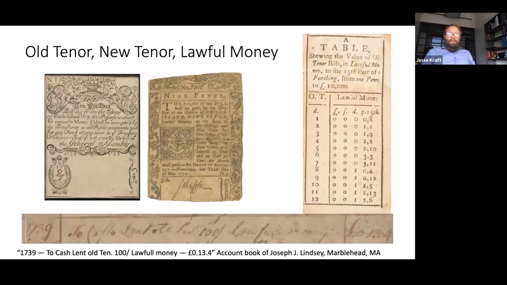Throughout the 18th century, because of this inflation, the different colonies, especially in New England, instituted various monetary reforms. And they were called old tenor, new tenor, and then eventually lawful money. Some colonies also had a middle tenor because they had a fourth monetary reform. The table on the right shows what some old tenor to lawful money conversion rates were. And on the bottom here, you can see that some people continued to use different types of these tenors at the same time. It says, to cash lent old tenor, 100 shillings, lawful money, 13 shillings 4 pence. This was in 1739 in Marblehead, Massachusetts.